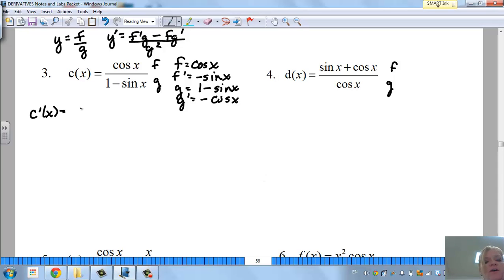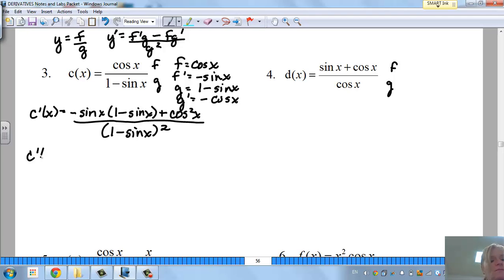So I have c prime of x is going to be f prime g. So I have negative sine x times 1 minus sine x. And then I've got minus f g prime, and f g prime is cosine times a negative cosine, so this actually turns positive cosine squared x, all over g squared, which is 1 minus sine x squared. So c prime of x, we've actually done the derivative.